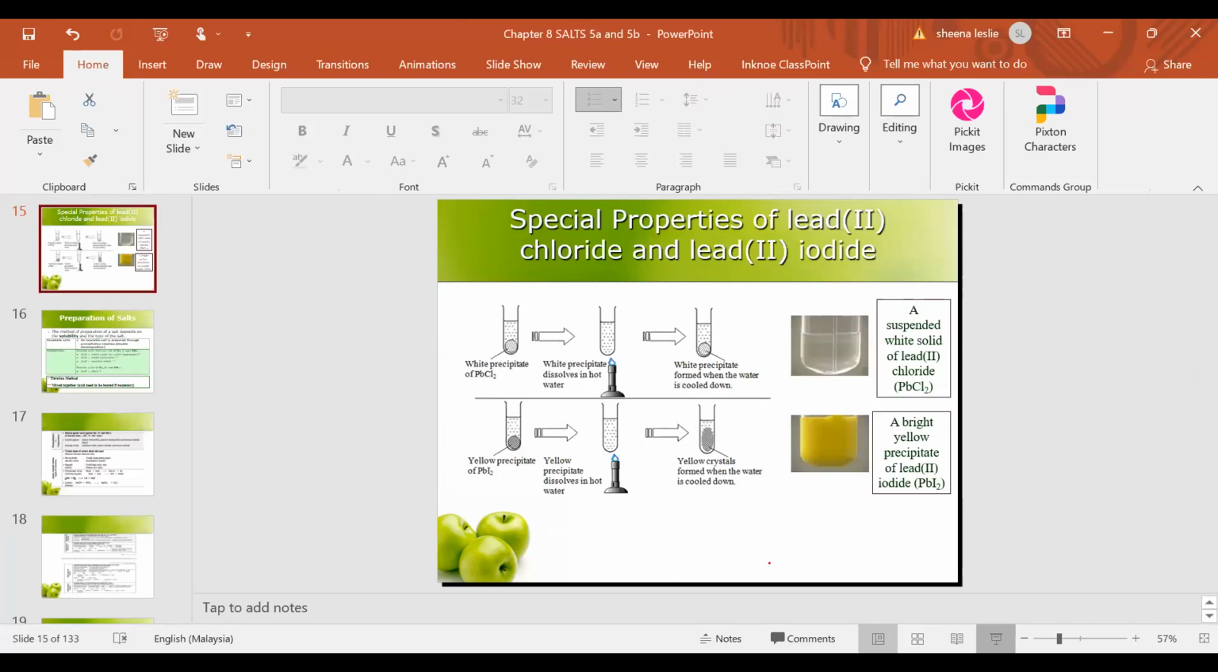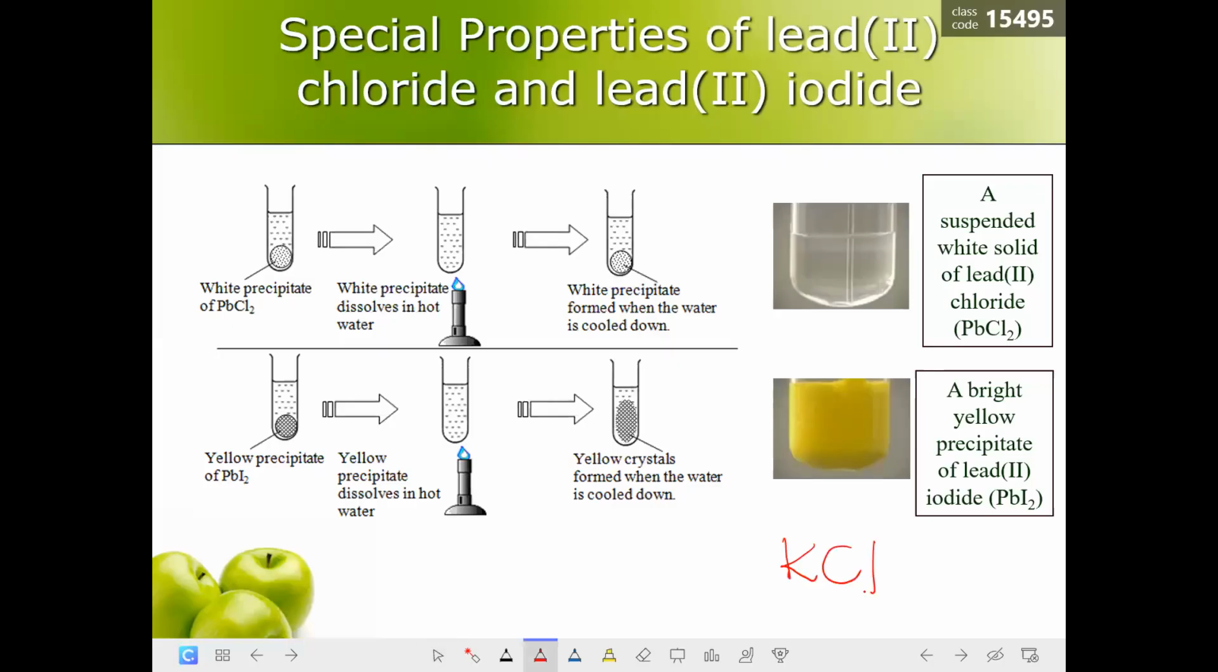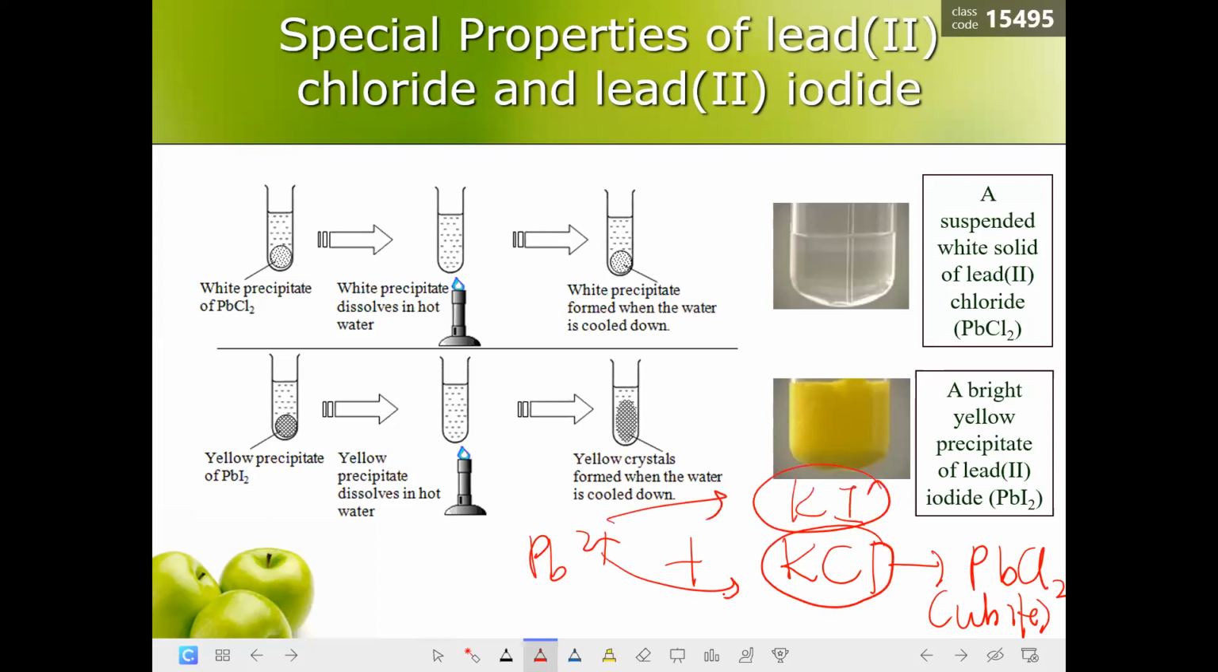Actually, for just now's answer, you can also put potassium chloride. Because when I have Pb2+ with potassium chloride, I will get PbCl2, which is white in color. So two ways of testing it. Teacher can put KI or teacher can put KCl. This is my confirmatory test for lead 2 ions. Is everyone clear? Yes, teacher. And we are done. I hope that helped you and you understand better.